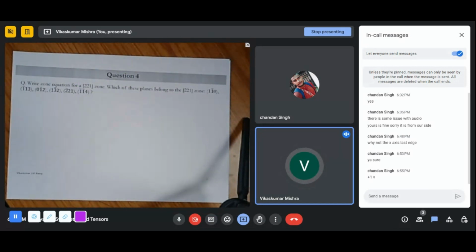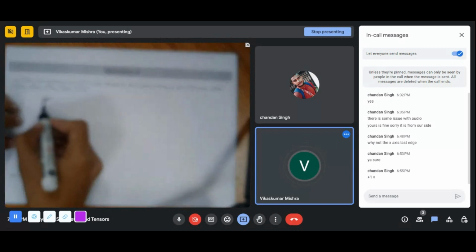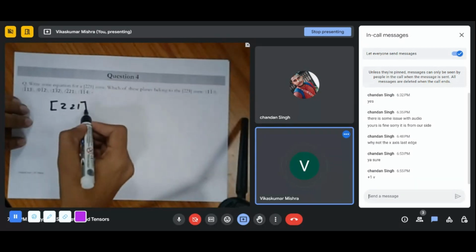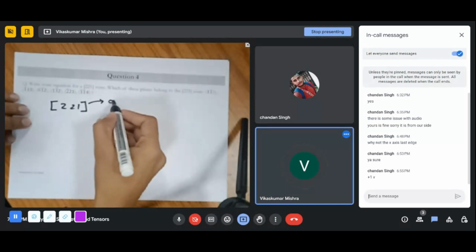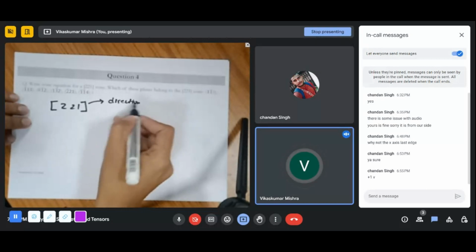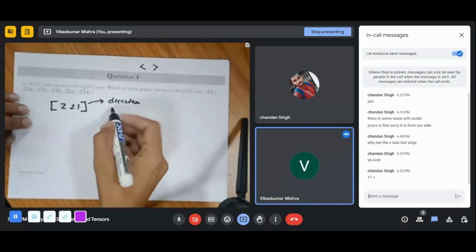So now the question is asking us to write the zone equation for the 2 to 1 zone. So here what is given is that we have to write the zone equation for 2 to 1. Focus on the bracket that has been used. The bracket is square. So we know this is not a plane, this is a direction. And since the square bracket has been used, not the pointed bracket, we can say that this is nothing but one direction. This is not a family of directions.